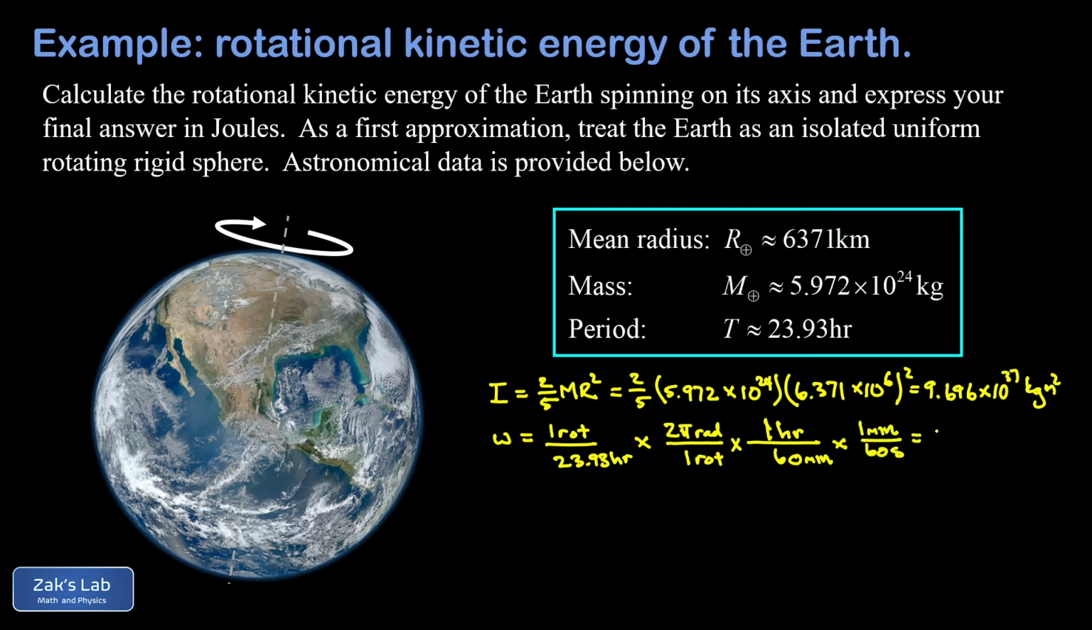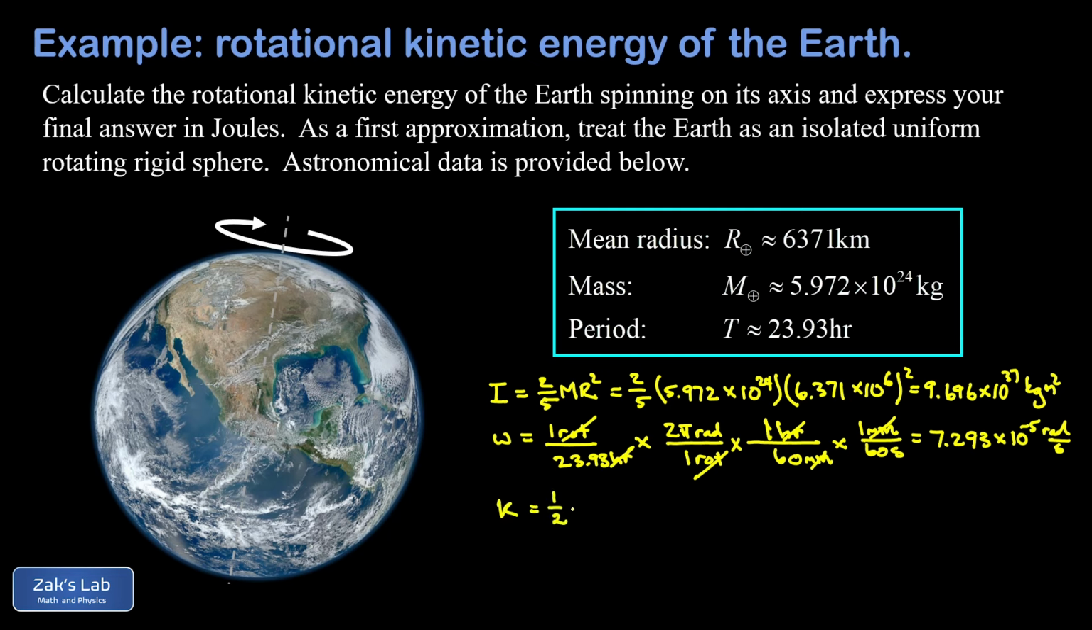So this is a nice opportunity to do some unit analysis in this problem. Note that all of our unwanted units are going to cancel here. The rotations cancel, the hours cancel, and the minutes cancel. And we're left with radians in the numerator, seconds in the denominator. That's exactly what we wanted. So this gives us an angular velocity of about 7.293 times 10 to the negative fifth radians per second. So finally, we plug into our rotational kinetic energy formula.